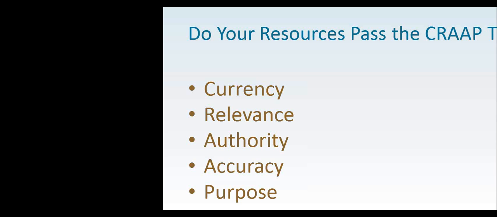Let's start with currency. Currency is the timeliness of the information. When was the information published or posted? Has the information been revised or updated? Does your topic require current information, or will older sources work as well? Are the links to the website or to the journal article functional?